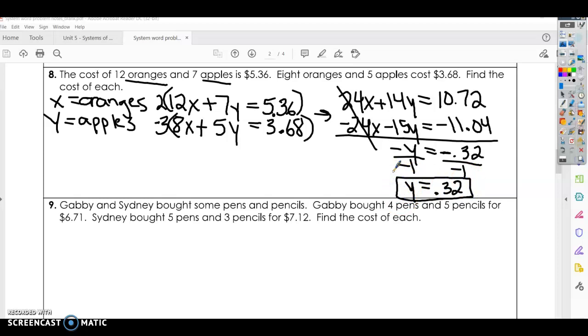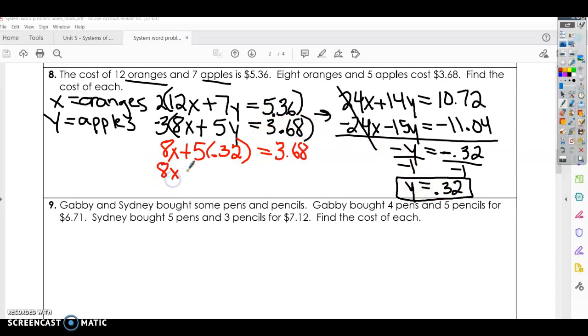Now we have to find x. So we're going to plug back into one of these original equations. So let's just go to this second one here. And let's take 8 times x plus 5 times y. We're going to plug in 32 cents for y because we already found y. And that's got to equal $3.68.